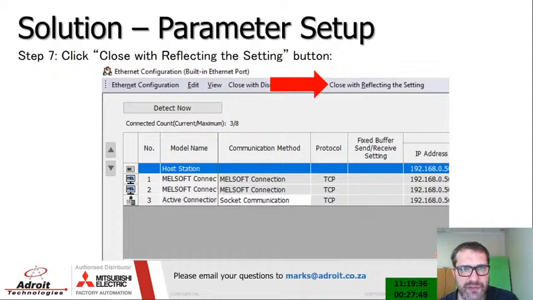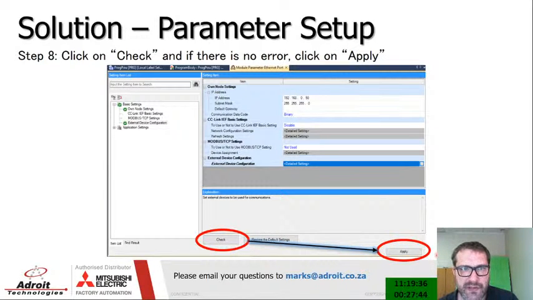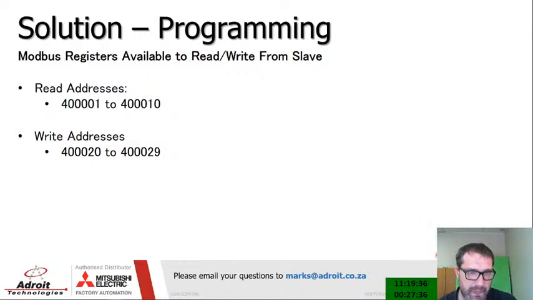Okay, so once you've done that, you say close with reflecting setting, and you'll go back to this page, and then you click on the check button. If you have no error, then you click on the apply button and your network is basically set up. Okay, so what we want to do in this example is we want to read addresses 40,001 to 40,010, and we want to write to addresses 40,020 to 40,029. Okay, 400,029 should I rather say.